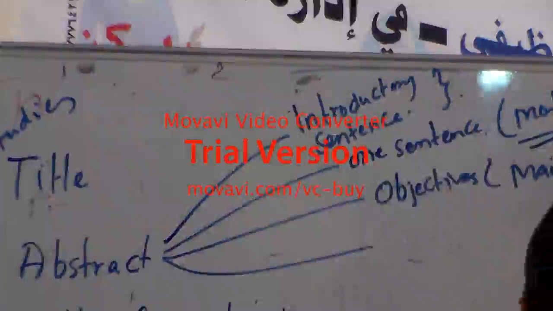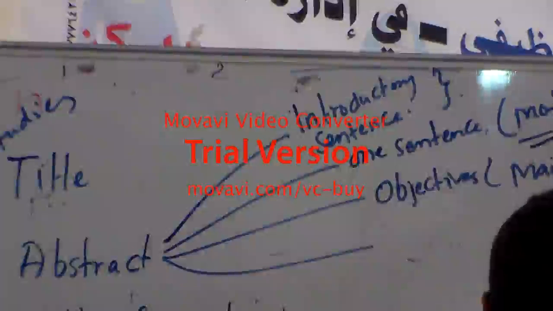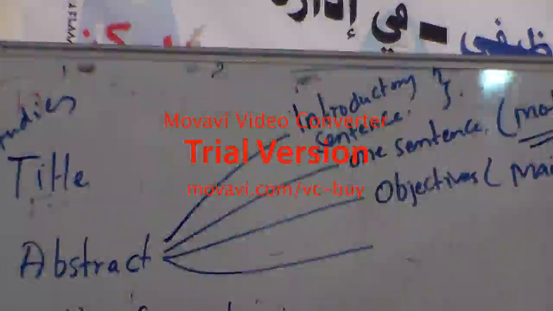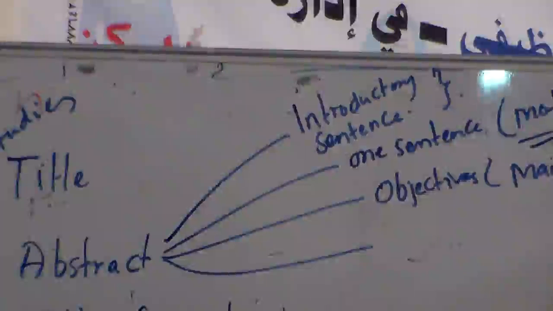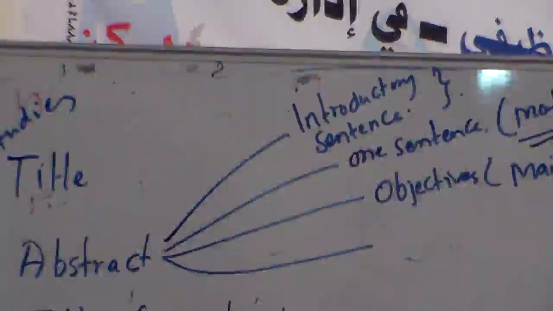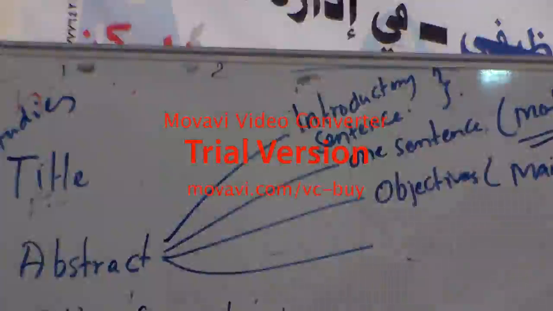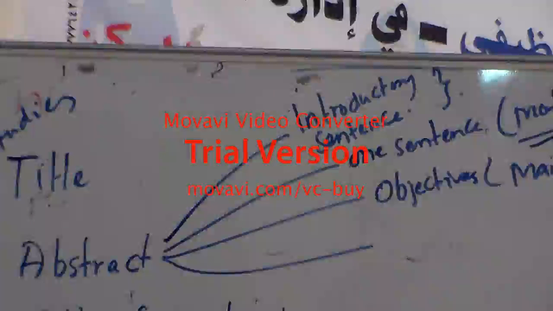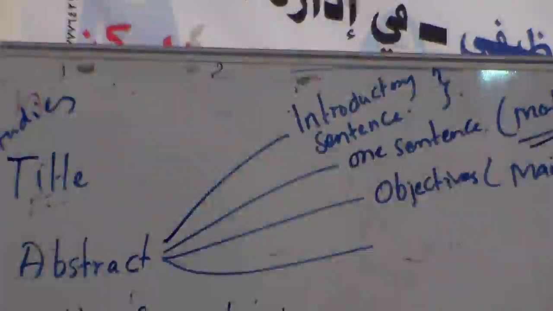Okay? And after I mention the aim, I will say how this aim will be achieved. How I'm going to achieve this aim, in one sentence. What are the objectives? This is the objectives. To achieve this aim, we will do this and this and this.